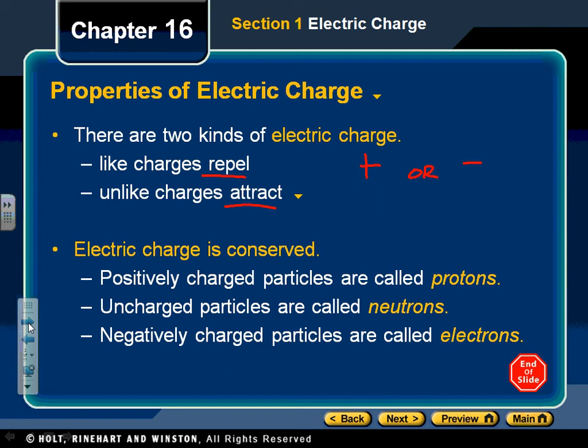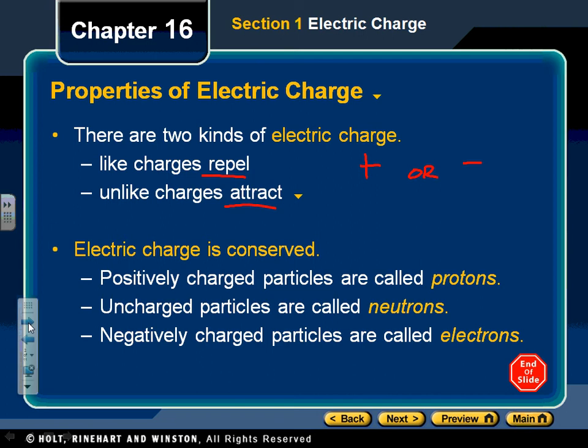The other thing about electric charge is that it is conserved. It's kind of like matter. It doesn't go away. It can change forms, but it's conserved.